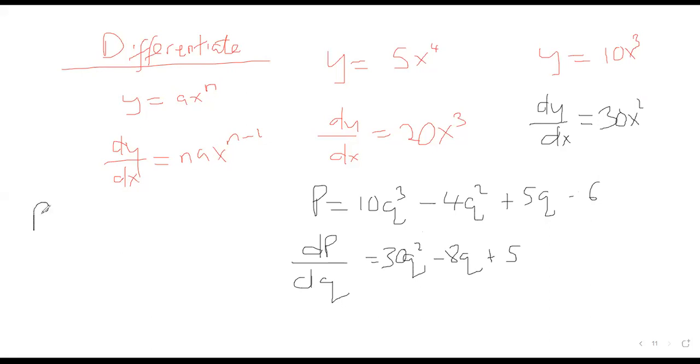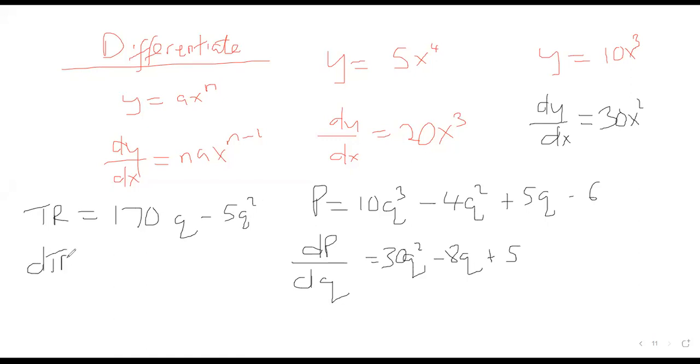Another one, if we have what? R is equal to 170q minus 5q squared. This will be the letter which is this side.